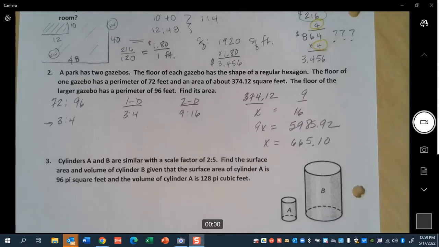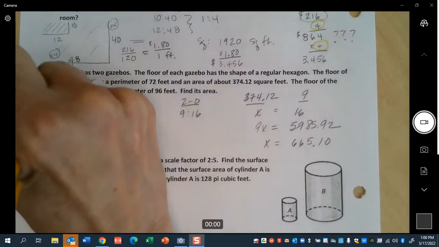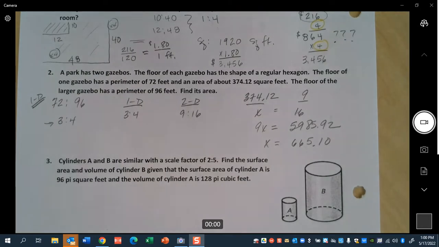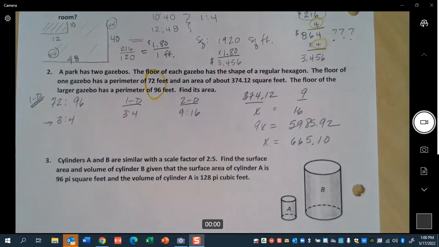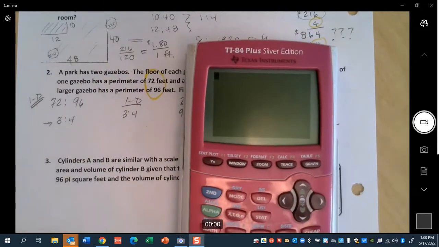Go. All right, so let's talk about what I did. My one-dimensional relationship is 72 to 96, because that's my perimeter. Perimeter is my one dimension, right? So here's the fastest way I know to get that scale factor. 72 divided by 96, math frac enter. So that's a 3 to 4 story. So that should be quick. The ratio of small to big is 3 to 4. You okay with that? Okay.